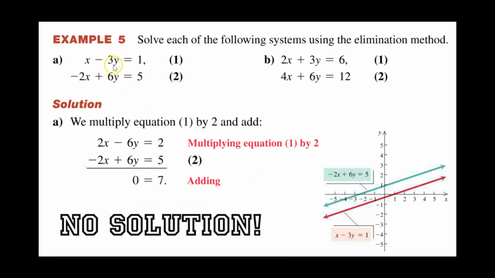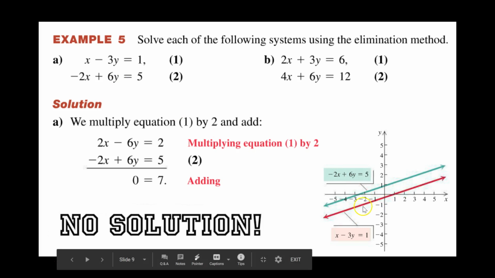So if you actually solve for y for each one of these, graph it, notice that both of the lines are going in the exact same direction and they're all parallel to each other. That's why there's going to be no solution.